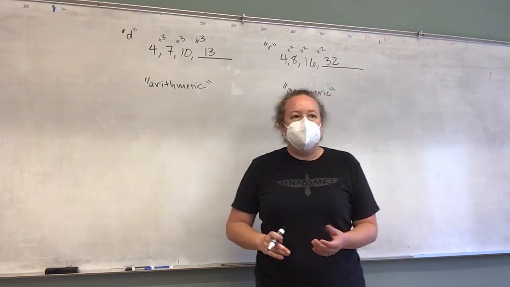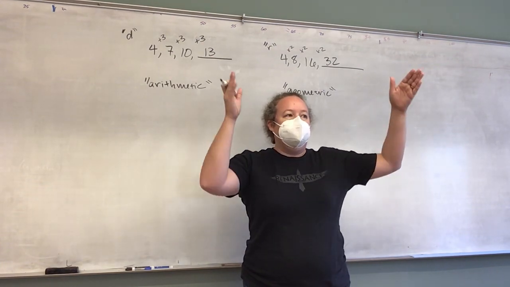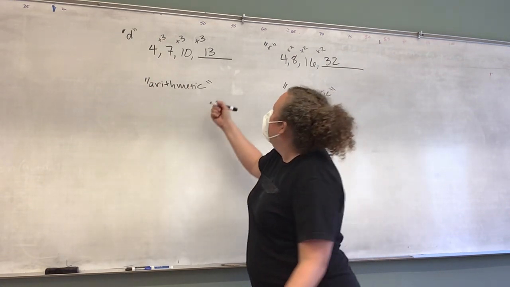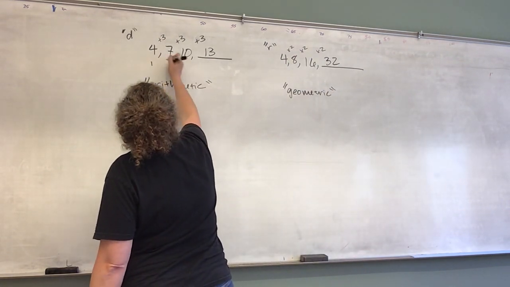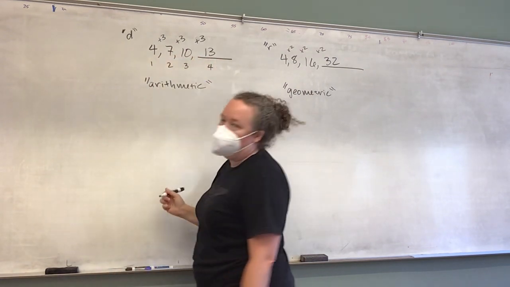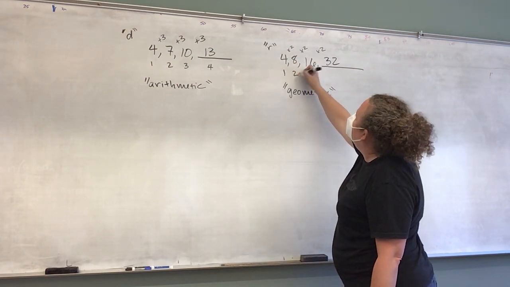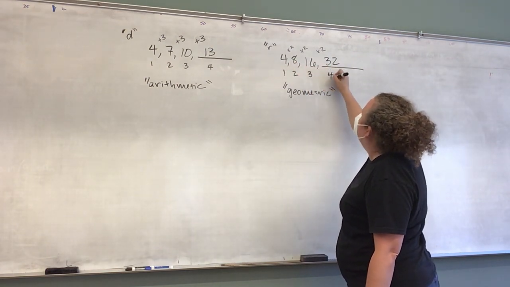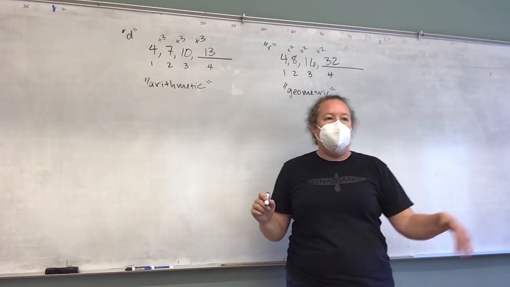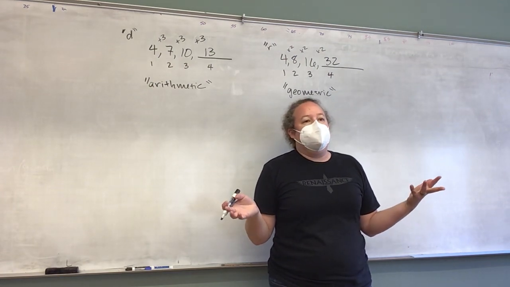The other thing that's really important to notice about a sequence is that we have a bunch of numbers in a specific order, and everybody's got their place in line. So this guy is first, and this guy is second, and this guy is third, and this guy is fourth. And in this one, this guy is first, and this guy is second, and this guy is third, and this guy is fourth. So this idea of a place in line becomes really important in sequences and series.